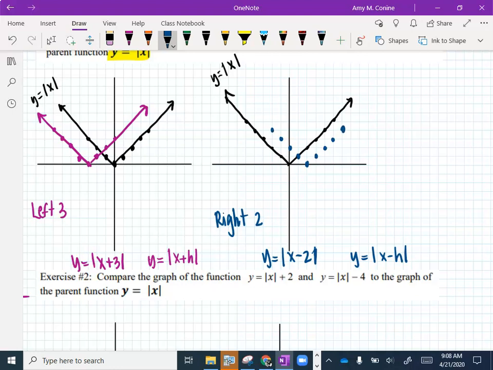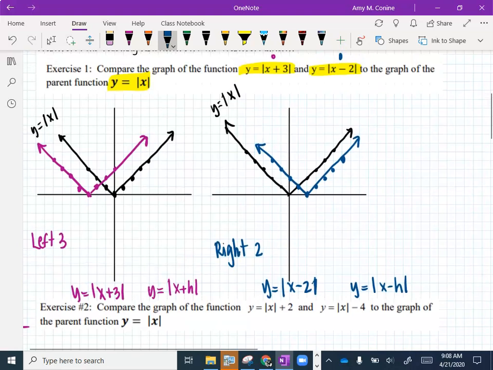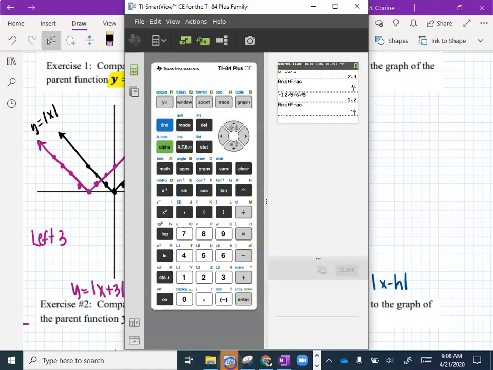because they all shift with the graph. So this is our new graph from our parent function. Okay, so it's slid over 2. All right, so I want to show you what this looks like in the calculator real quick.